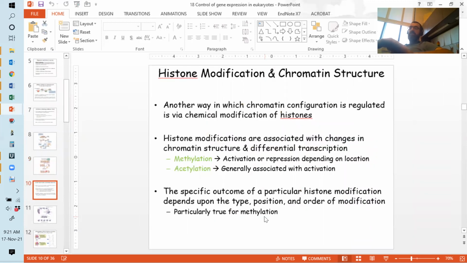So something that's actually received an awful lot of attention, and I've got a somewhat superficial understanding of all of this. I mean, I get all of the kind of principles, but some of the details are just straight over my head. So essentially, there's two opposing modifications of histones, and it's all about changing the charge of the histone protein, right?